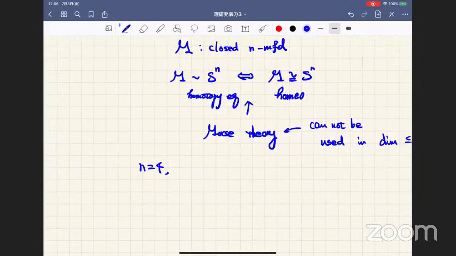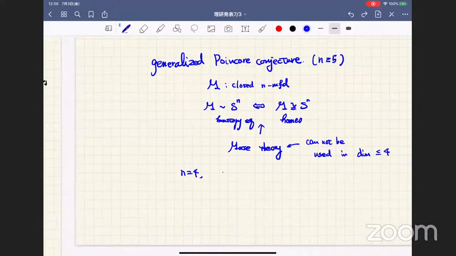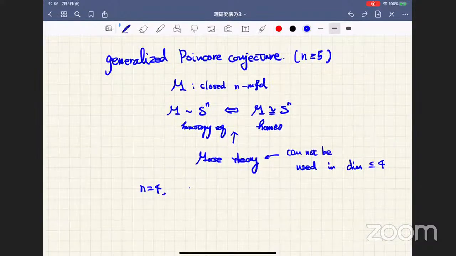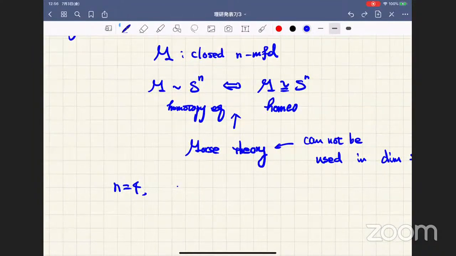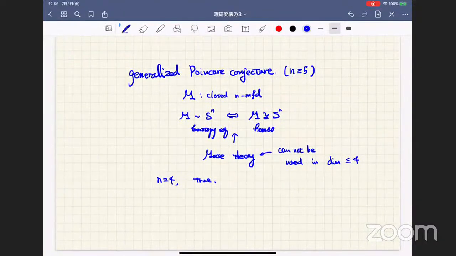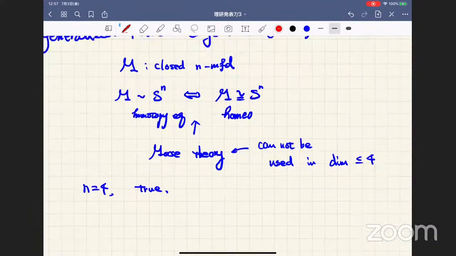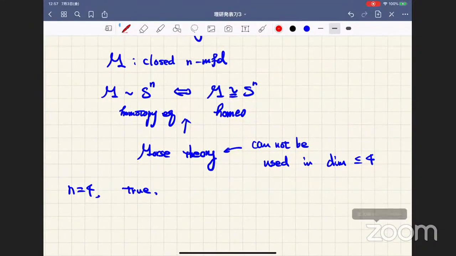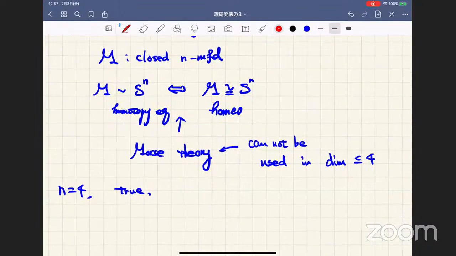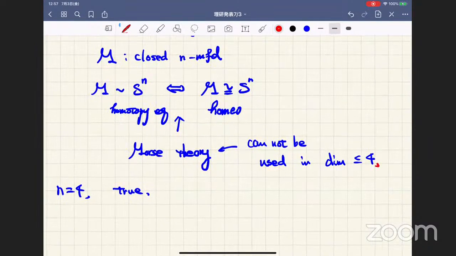So in dimension 4 we need a more difficult technique. But actually, in dimension 4 this is true. That's one reason that differential topology in dimensions smaller than or equal to 4 is difficult to understand.